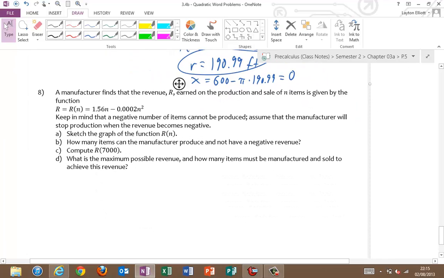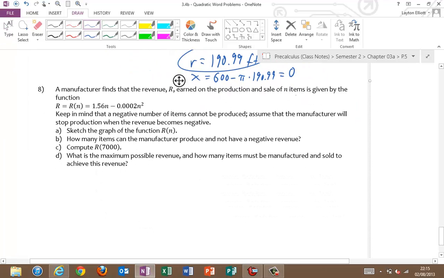Last one, number 8. A manufacturer finds that the revenue R earned on the production and sale of n items is given by this function. It's not a clean function, so we're going to be using the calculator. Keep in mind that a negative number of items cannot be produced, and n is the number of items sold. Assuming that the manufacturer will stop production when the revenue becomes negative, sketch the graph of the function R of n.